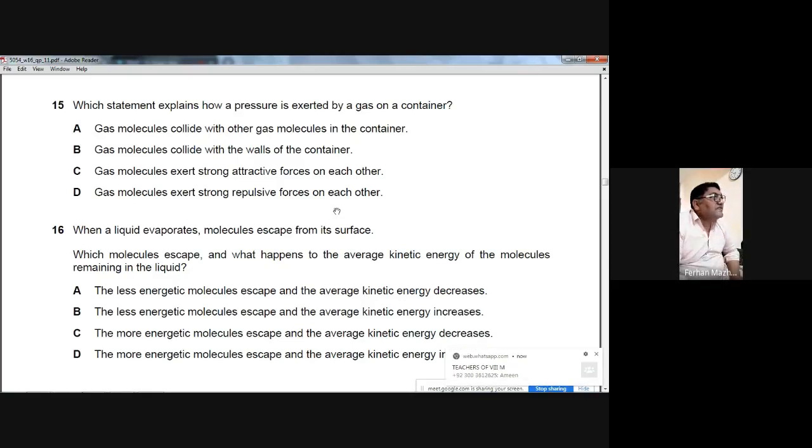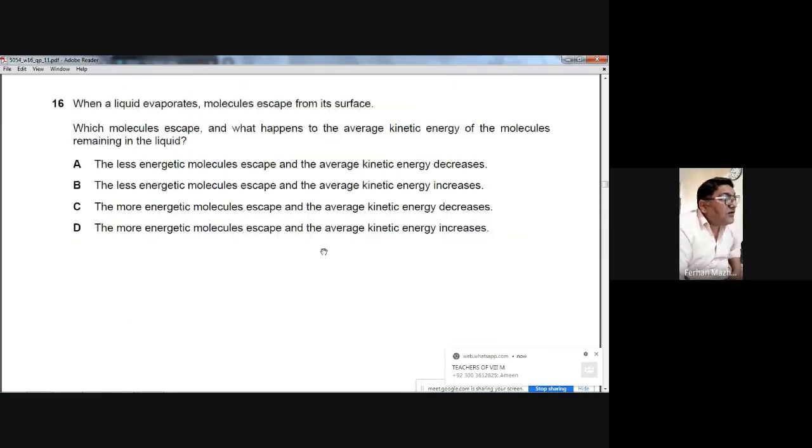For question number 16, when a liquid evaporates, molecules escape from its surface. Which molecules escape, and what happens to the average kinetic energy of the molecules remaining in the liquid? The molecules that escape during evaporation are those with higher kinetic energy. So the molecules left in the liquid have less kinetic energy. Due to this, the liquid's temperature drops, because the average kinetic energy of the molecules left in the liquid decreases.